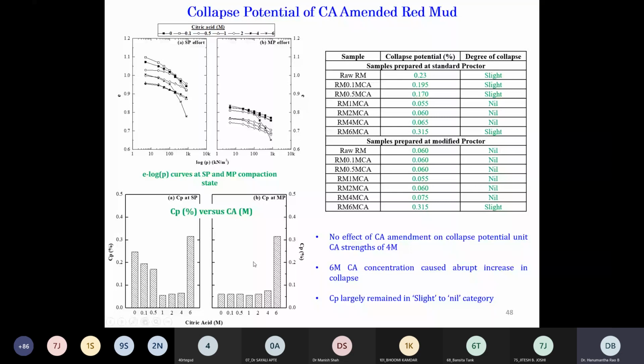Incidentally, what happened is that when you added 6 molar citric acid, it suddenly aggravated the collapse potential, which is a little dangerous. That means when the molarity increases to 6 molar, it is doing something else. So the addition of up to 4 molar is good enough. You should by no means use the 6 molar. These are some negative effects. Up to 4 molar there is a positive effect, but beyond 4 molar there was a negative effect. This is how one has to understand its impact on the collapse potential.